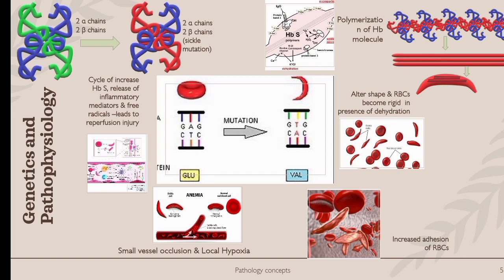Unlike normal RBCs, whose half-life is about 120 days, sickle RBCs may survive just 10 to 20 days. High concentration of HbS and dehydration lead to repeated damage to the RBC membrane and increased risk of further polymerization of HbS. This cycle of increased HbS, release of inflammatory mediators and free radicals leads to reperfusion injury to the tissue.